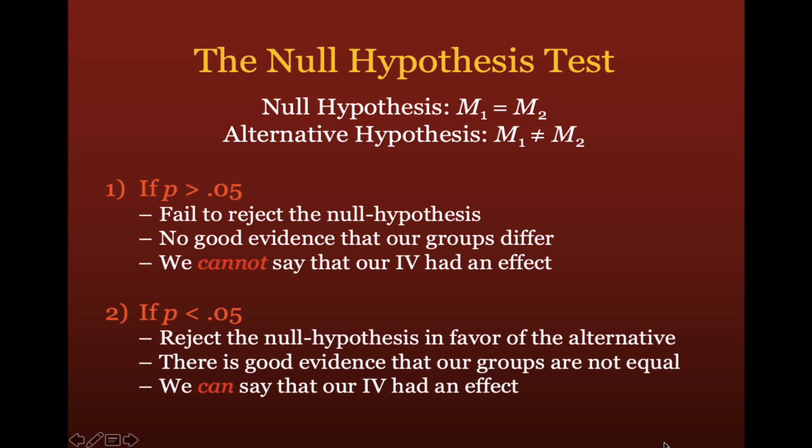If the p-value is less than 0.05, then that indicates that the probability of getting that particular t statistic is very unlikely if the null hypothesis is true. And as a result, we're going to reject the null hypothesis, and we're going to say that the independent variable had an effect on our dependent variable. So if p is less than 0.05, we can now say that the independent variable is what caused the two groups to be different from each other.